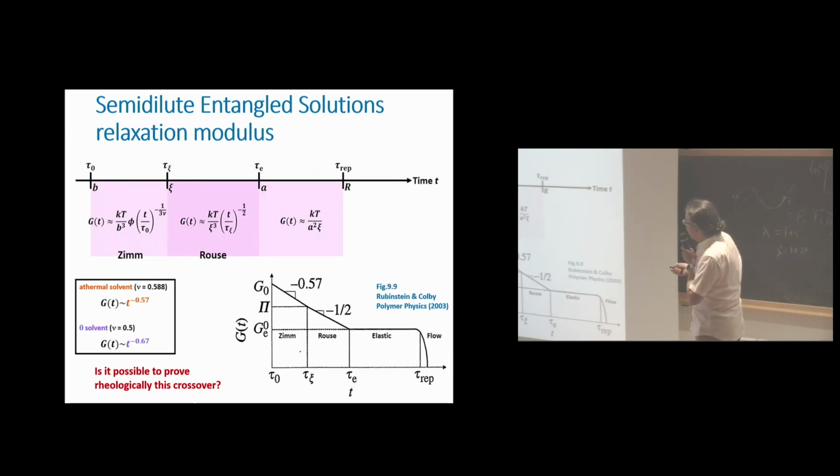And we also have the relaxation modulus for different time scales. So different relaxation times: tau 0 for monomer size b, tau xi for correlation length xi, tau E for entanglement diameter, tube diameter a, and reptation time for the chain size. And you have the Zimm relaxation modulus below the correlation length scale, or below the relaxation time of the blob. And above you have the Rouse mode, and then you have the elastic plateau. It's independent of time, so we can have a schematic of the relaxation modulus with these 4 steps. At short time, you have the Zimm mode with a slope of minus 0.57 for a good solvent, and then you have the Rouse mode, the elastic plateau, and then it flows.